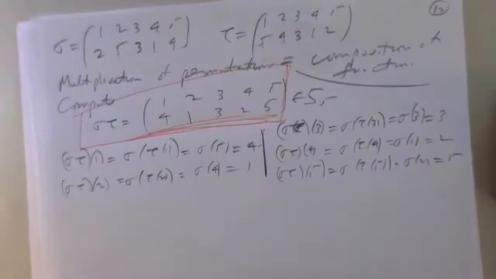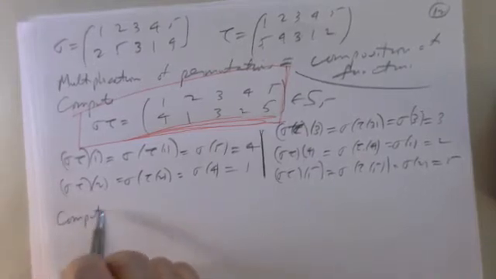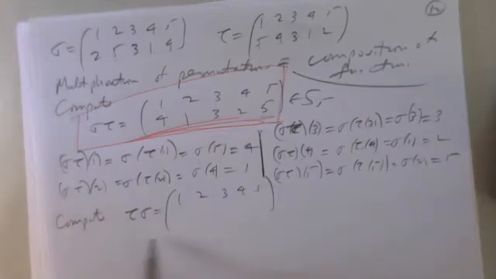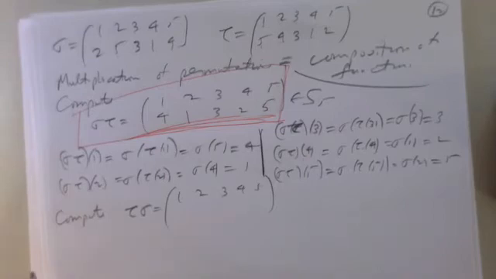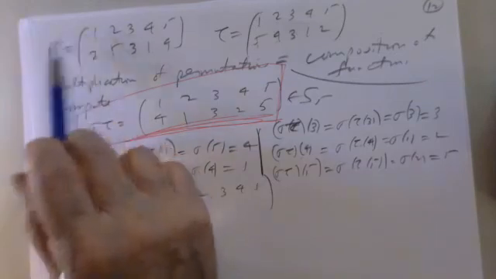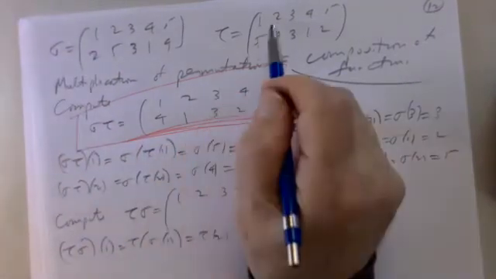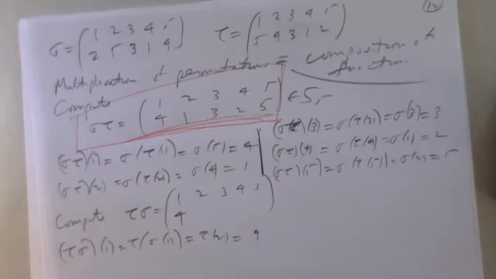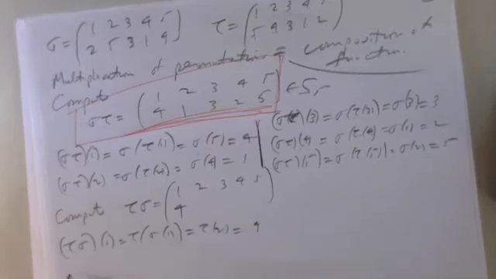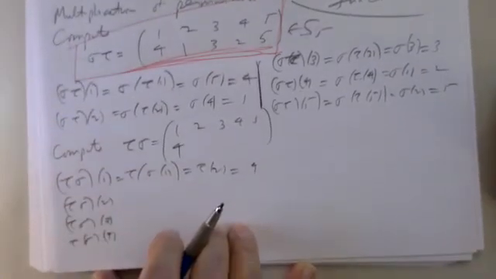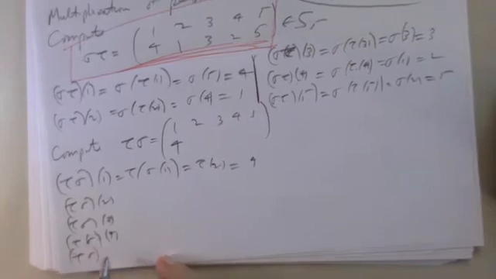Now, so you have a little bit of practice. Compute yourself right now tau sigma. Let me do the first one and I'll give you a few minutes to do the rest. Tau sigma of 1 is tau of sigma of 1. Sigma of 1 is 2. So this is tau of 2. Tau of 2 is 4. So 1 goes to 4. So compute tau sigma of 2, tau sigma of 3, tau sigma of 4, and tau sigma of 5.